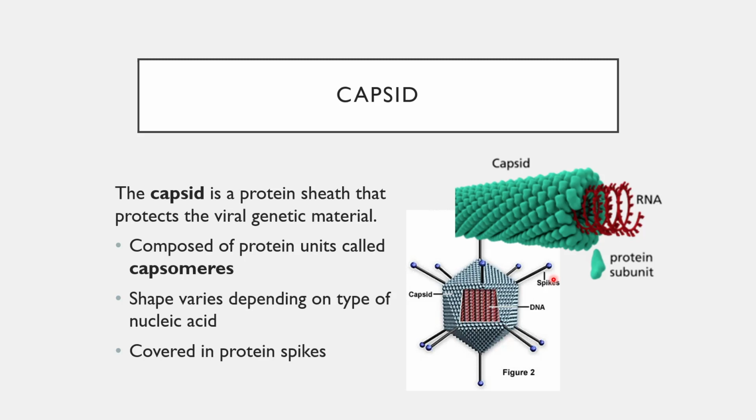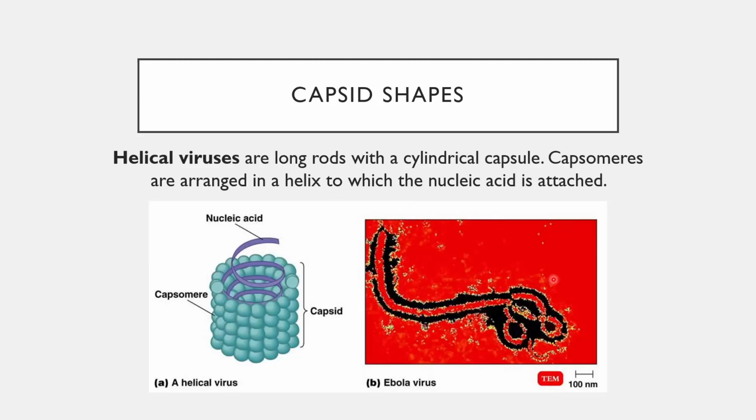There are a few different morphologies or capsid shapes that are recognized. The first is a helical virus. A helical virus has a capsid that is a long rod shape with a cylindrical capsule. The capsomeres are arranged into a helix, which is in response to a nucleic acid found internally that is also shaped like a helix. So the structure of the capsid is made to match the structure of the nucleic acid that is found inside it.